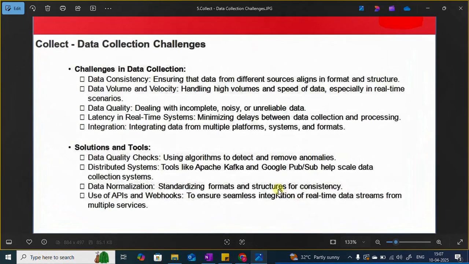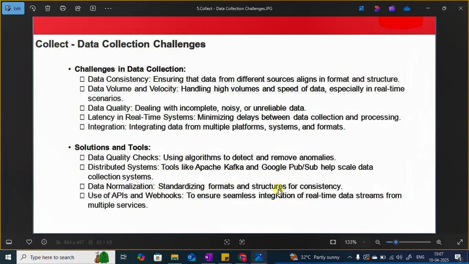Now, data collection challenges. Challenges in data collection: data consistency, ensuring that data from different sources align in format and structure; data volume and velocity, handling high volumes and speed of data, especially in real-time scenarios; data quality, dealing with incomplete, noisy, or unreliable data; latency in real-time systems, minimizing delay between data collection and processing; integration, integrating data from multiple platforms, systems and formats.